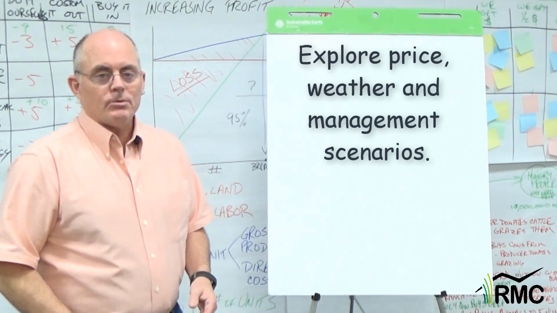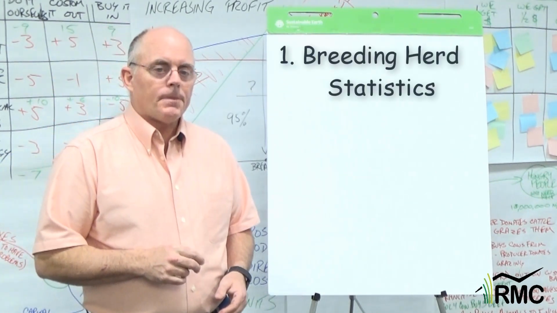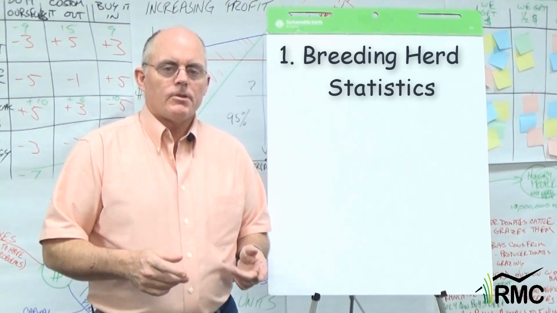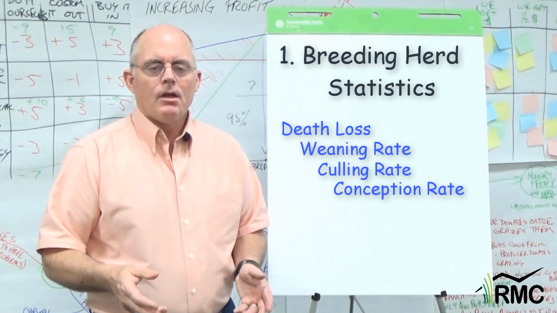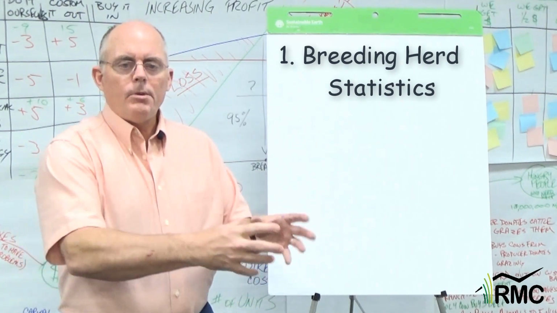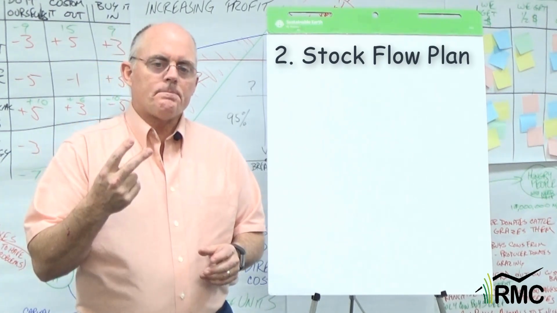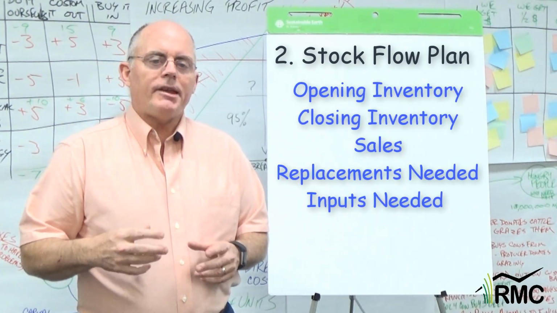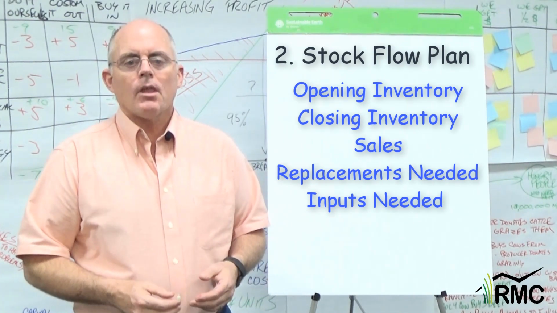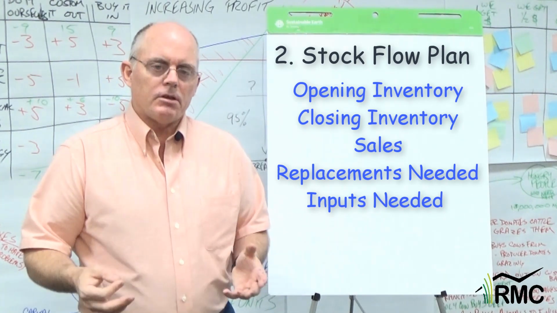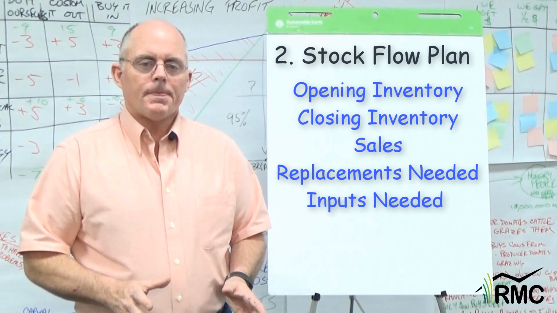The process is simple. The first step is to complete something we call a breeding herd statistics chart. This is where we make performance projections: death loss, weaning rates, culling rates, conception rates, things like that. We apply these projections to our opening inventory using a stock flow plan. The stock flow is the second step. The stock flow plan shows how many animals we'll have to sell and how many replacements we'll need to keep or buy. It shows us how much supplement we'll need, how much vaccine and ear tags, and it shows us all of that a year ahead of time.